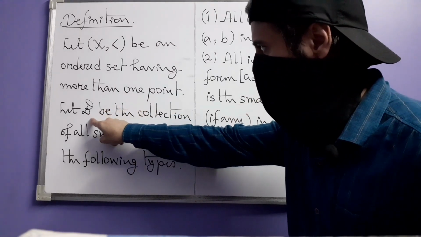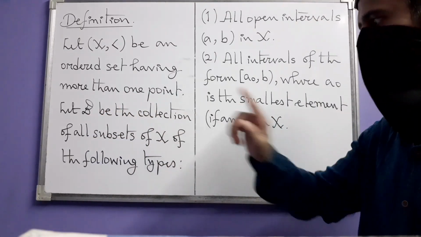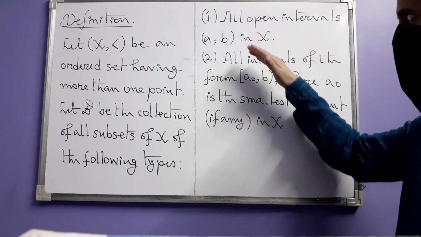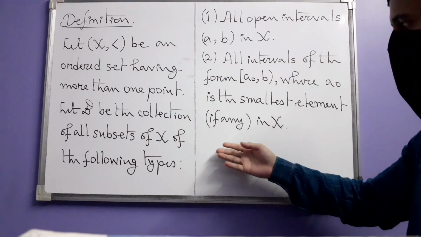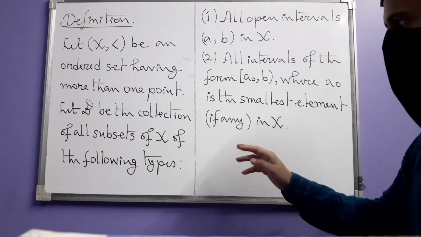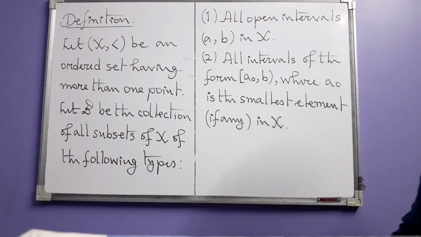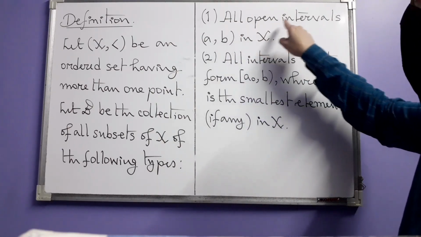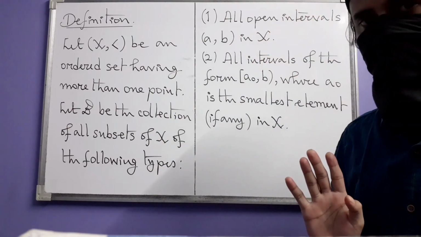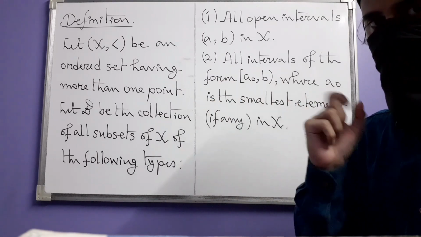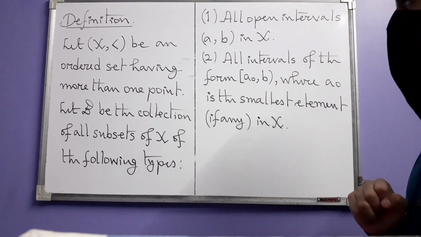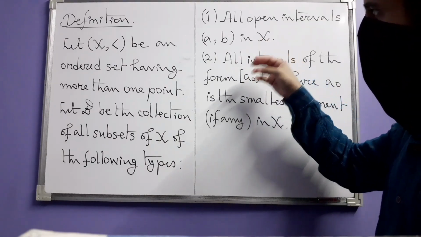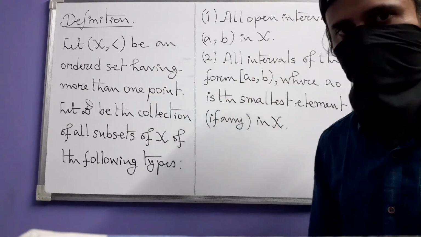Now let B be the collection of all subsets of X of the following types. Actually there are three types, but I ran out of space. We will see what the third type of sets is. So let's see the first type: all open intervals in X. We have just now seen what an open interval means in X. So any open interval you can think of in X, they are all inside B.